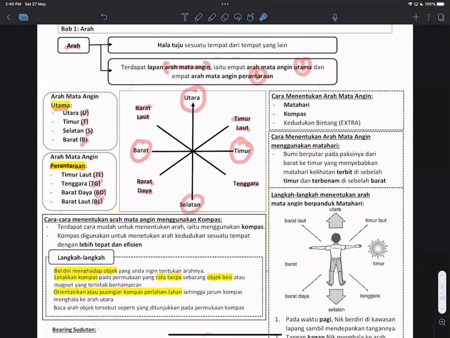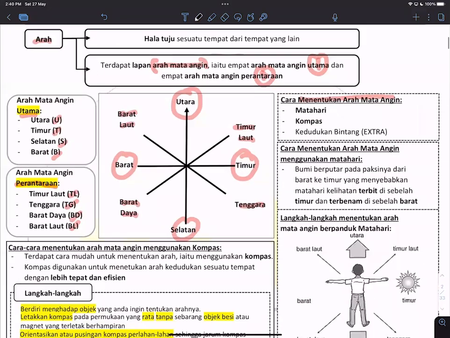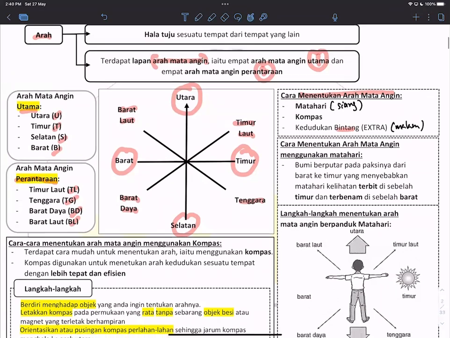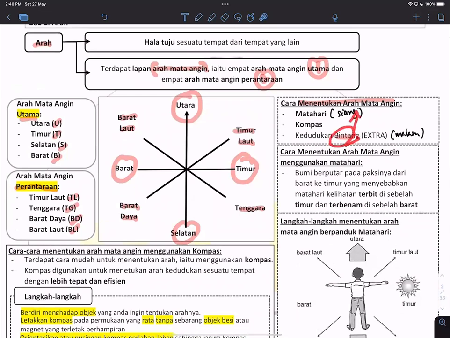Clear? Yeah, so in reality, how do we try to determine the arah mata angin? Menentukan arah mata angin. In total we have 3 methods: from the sun, from the compass, and from the stars. Okay, so this is what we call the horoscope, right? Bintang. So this is for you, guys, bracket. Matahari, usually we can utilize the matahari to identify the arah mata angin during the daytime, waktu siang. For kedudukan bintang, this is definitely during the nighttime, waktu malam.